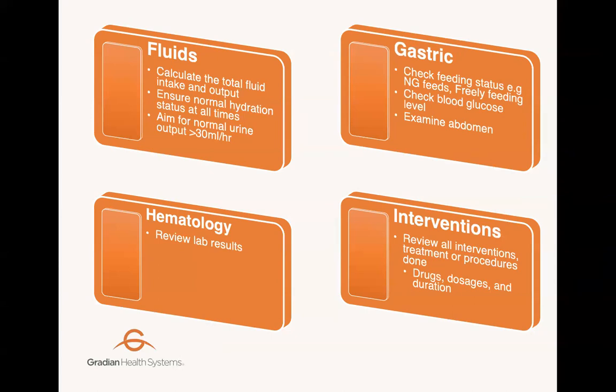In hematology, make sure that you review all the lab results and act appropriately. And in the intervention section, make sure you review all the interventions and procedures done, drug dosages and duration. Make sure you scale up or add the drugs that are needed or warranted because of the assessment that you have done in the prior systems, or remove the drugs that have outlived their purpose. Make sure the drugs are given, and given in correct dose and duration. So that, in summary, is the systematic way of assessing the patient in a critically ill setup.